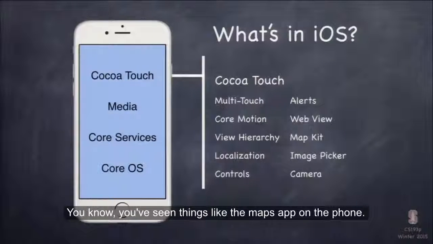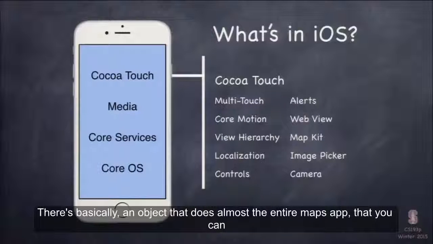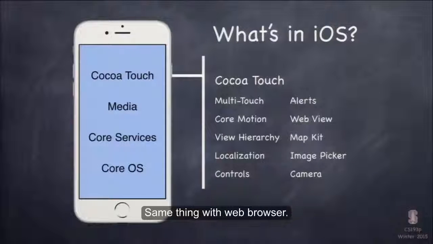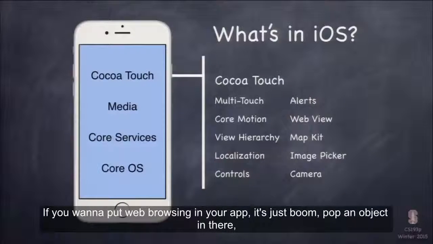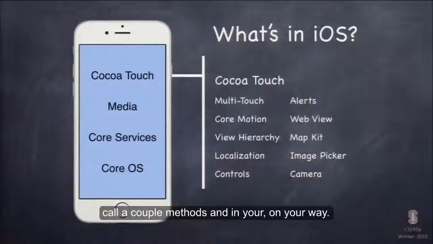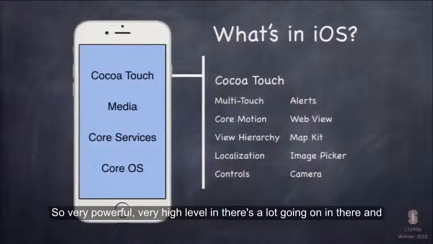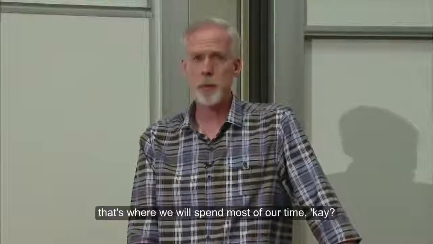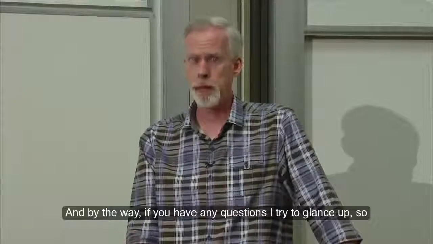You've seen things like the Maps app. On the phone, there's basically an object that does almost the entire Maps app that you can just drop right into your program. Now you have Maps in your program. Same thing with web browser. If you want to put web browsing in your app, just boom, pop an object in there, call a couple methods, and you're on your way. So it's very powerful, very high level, and there's a lot going on in there, and that's where we'll spend most of our time. Okay?